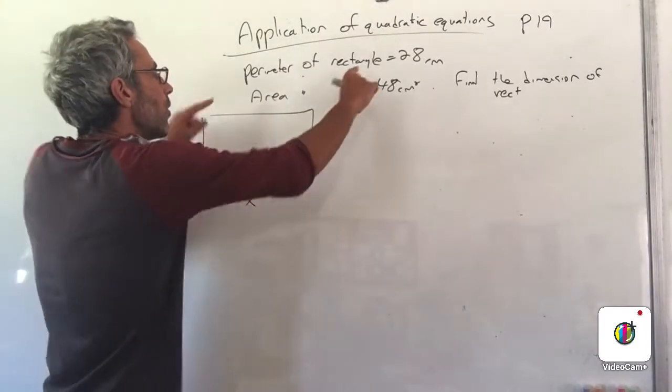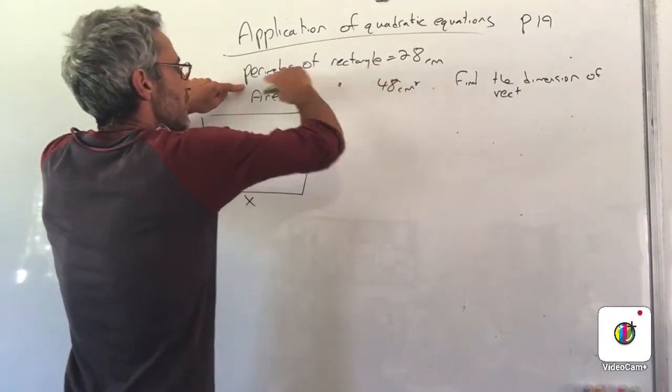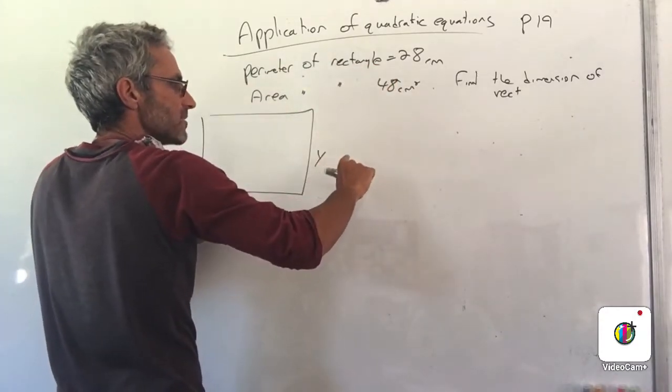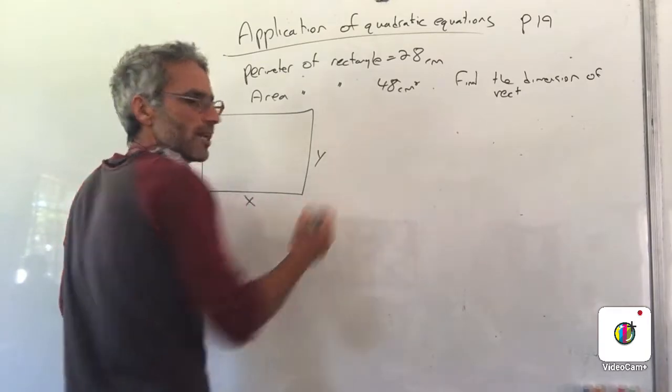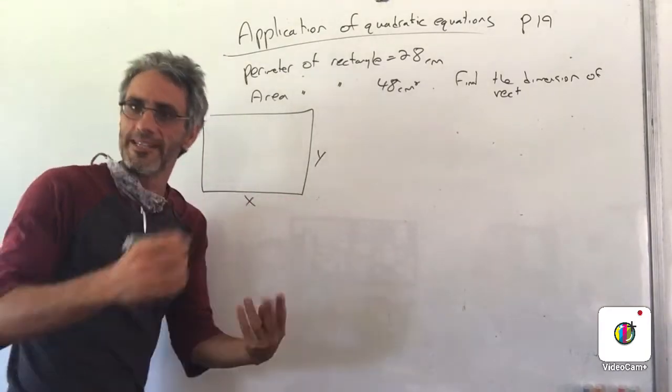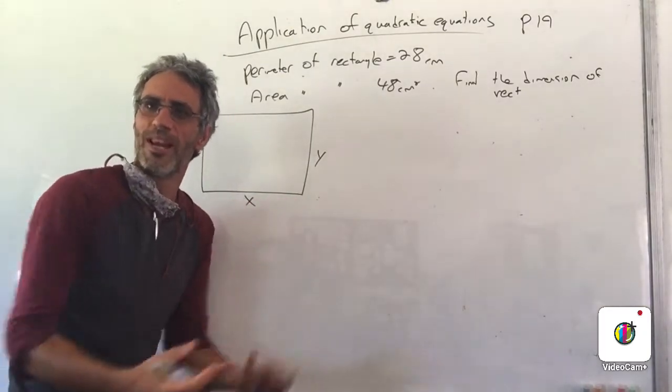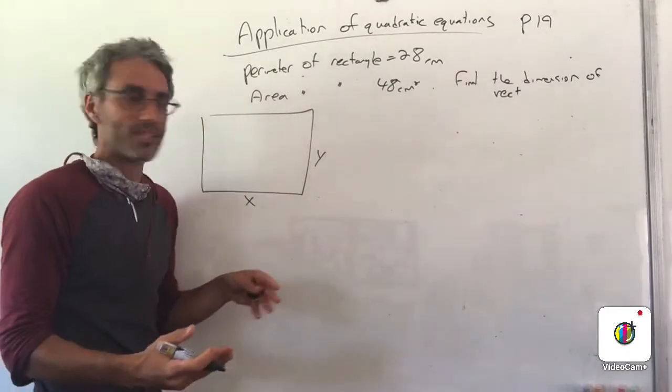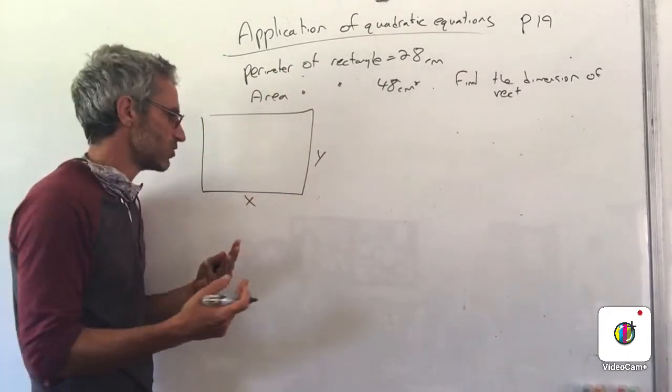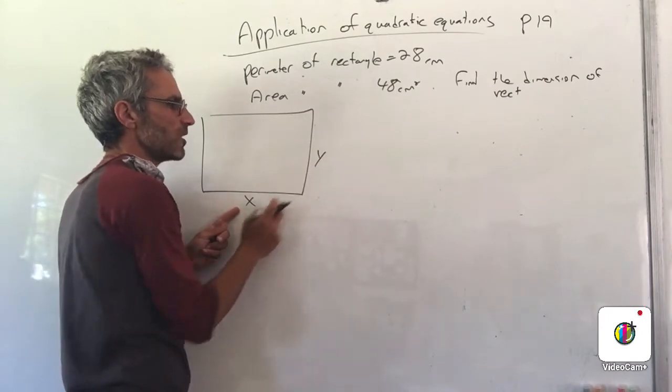So what does that tell me? That the perimeter of the rectangle is 28. What kind of equation can I do here? In the test, we led you into this, but from now on in the test, you're not going to be led. You have to figure out what to do. So what kind of equation can I do on x and y?